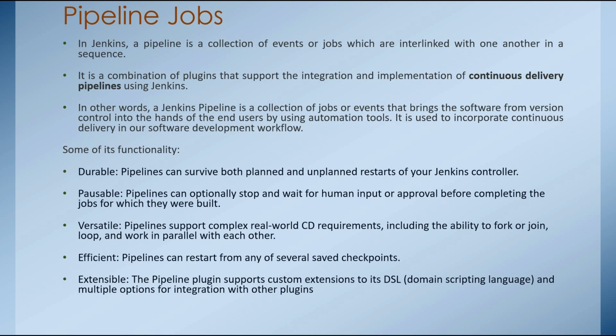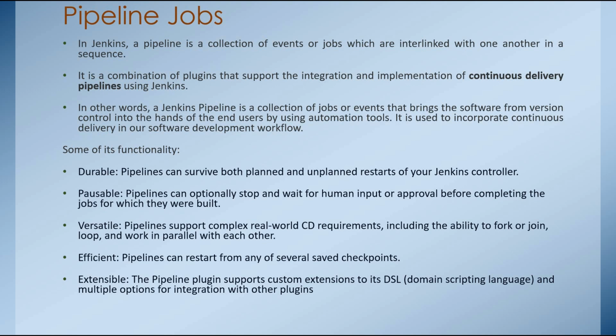In other words, Jenkins pipeline is a collection of jobs or events that brings the software from version control into the hands of the end user by using automation tools. It is used to incorporate continuous delivery in a software development workflow. Some of its functionality is: it's durable, it's possible, it's versatile, it's efficient, and it's extensible.